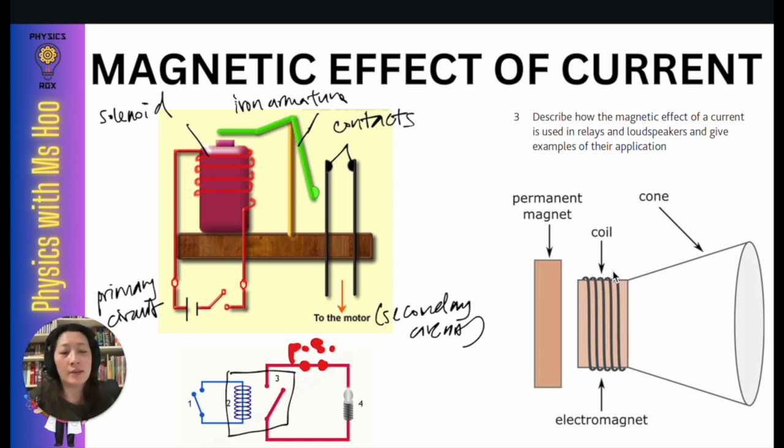So when this happens, the coil becomes an electromagnet with changing magnetic field and direction, so changing magnetic flux. This changing magnetic flux will interact with the permanent magnet. So for example, it could be attracted, could be repelled, could be attracted more strongly, attracted less, repelled more, repelled less. So these constant changes make the cone move and produce sound waves. That's how the magnetic effect of a current is used in a loudspeaker.